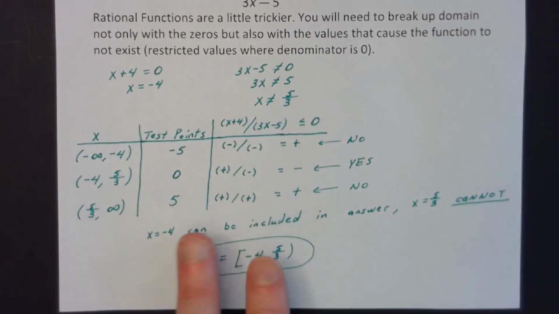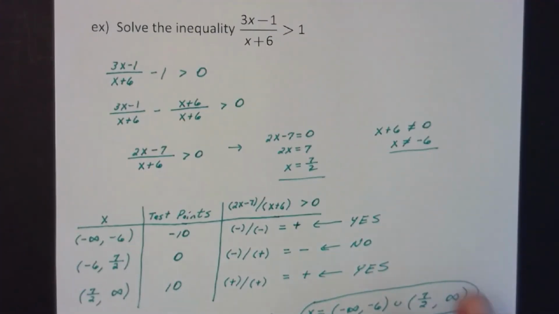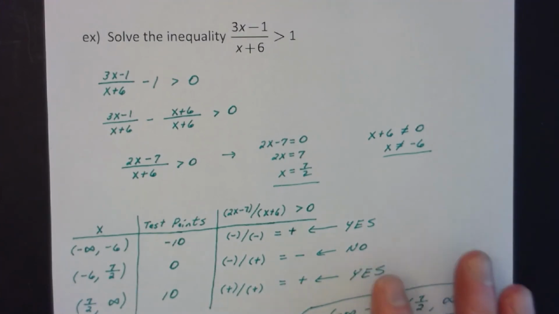Another one of these rational inequalities that's more fun, whenever you can tell the rational inequalities that are more fun, it's when they're not set equal to 0 in the first step.